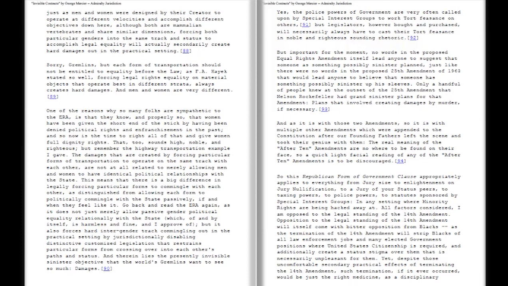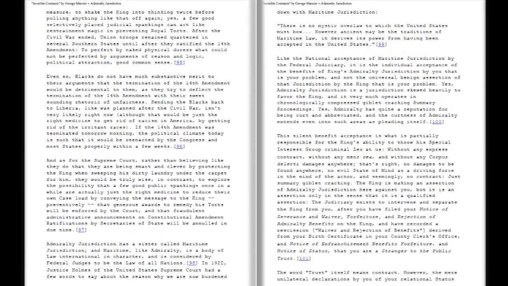Yet, despite those uncomfortable secondary practical effects of terminating the 14th Amendment, such termination, if it ever occurred, would be just the right medicine, as a disciplinary measure, to shake the king into thinking twice before pulling anything like that off again. Yes, a few good, selectively placed judicial spankings can act like restrainment magic in preventing royal torts.